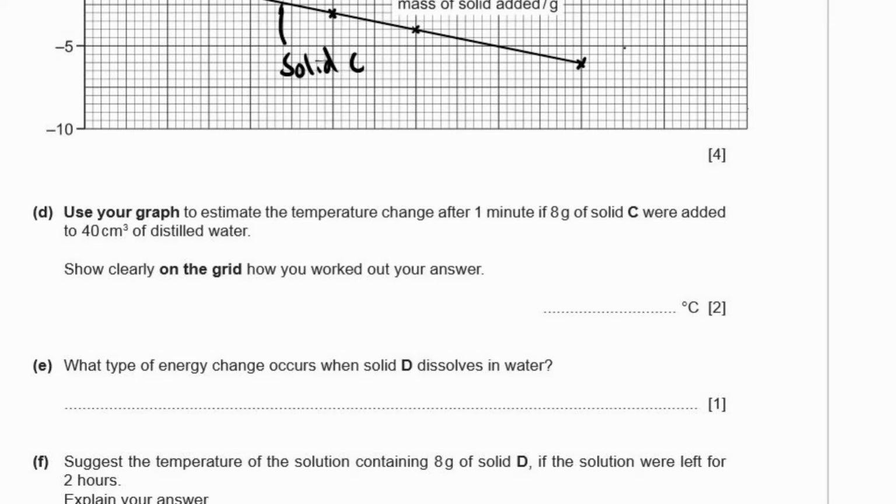D. Use your graph to estimate the temperature change after 1 minute if 8 grams of solid C were added to 40 centimeters cubed of distilled water. Show clearly on the grid how you worked out your answers. So you don't need to work anything out underneath here, you just work it out on the grid.